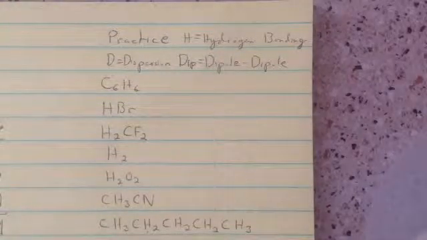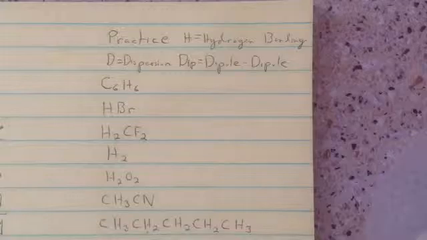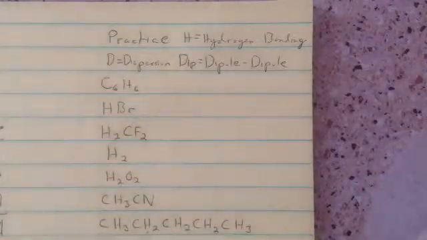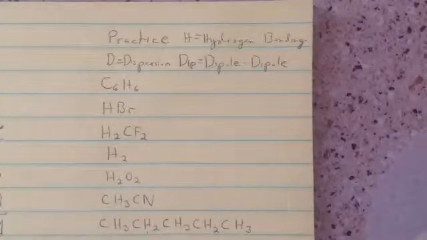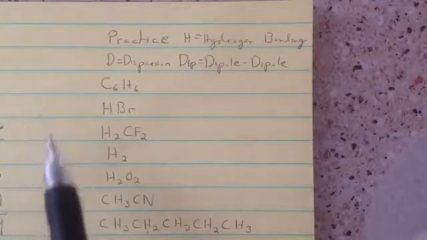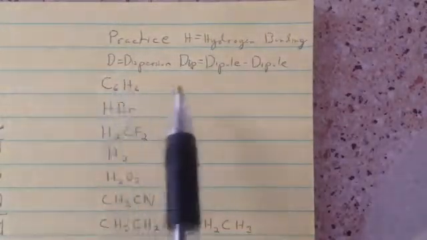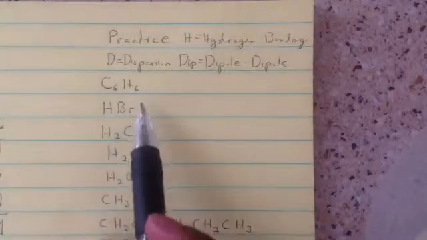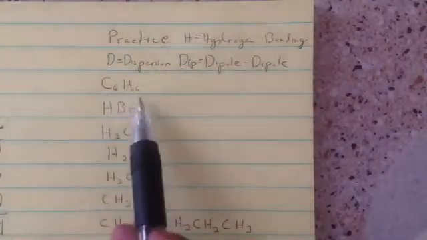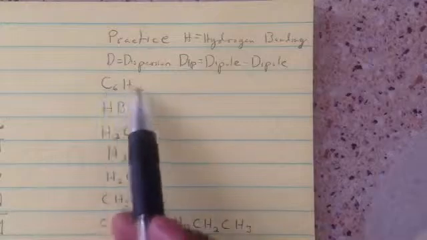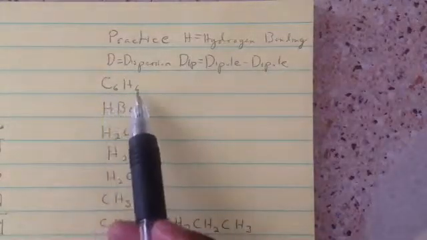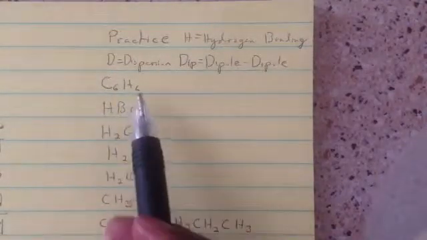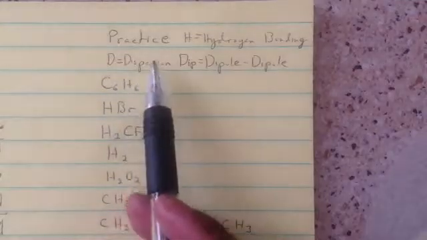Okay, so I'm just going to do a bunch of practice problems and try to explain all of them because practice is the best way to learn these forces. So once again, we have our three forces: dispersion, dipole, and hydrogen bonding. So we'll just go down the list. So C6H6. In general, CC and CH bonds are nonpolar. So if it's nonpolar, it's going to be dispersion.